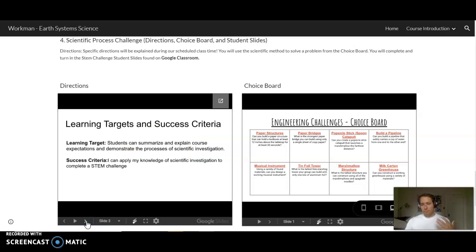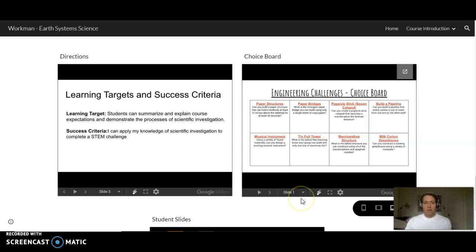In short, the purpose of this is for you to solve a problem using the scientific process or method. Okay, and so those problems or challenges, we're calling them STEM challenges, right? Like science, technology, engineering, math challenges, are going to be one of these 8 things on this choice board. So an example would be this tinfoil tower, right? What is the tallest freestanding tower that you could build using 1 box of aluminum foil? Okay, and so all of them have this element of kind of challenge to them.